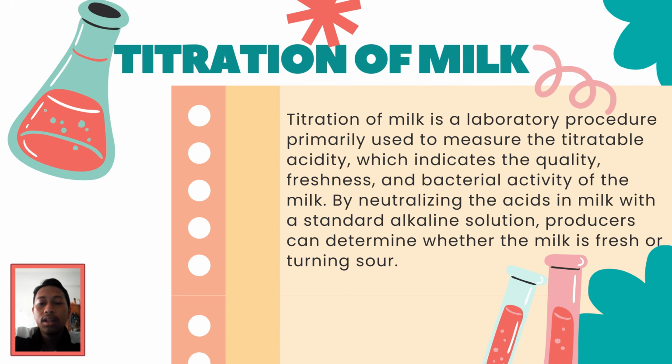Titration of milk. Titration of milk is a laboratory procedure primarily used to measure the titratable acidity, which indicates the quality, freshness, and bacterial activity of the milk. By neutralizing the acid in milk with a standard alkaline solution, producers can determine whether the milk is fresh or turning sour. Now, let's move on to the methodology.